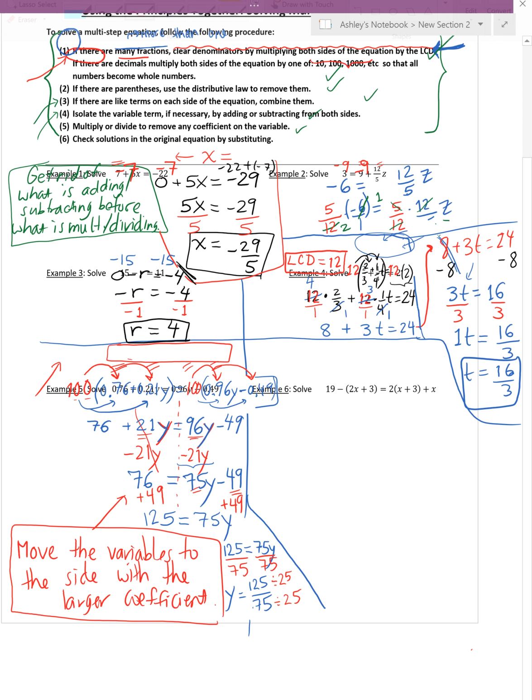Let's see. 25 can go into 125 5 times, and goes into 75 3 times. Is that right? Yeah, and 5/3, I mean, come on. Doesn't get much better than that. That's a good looking answer.